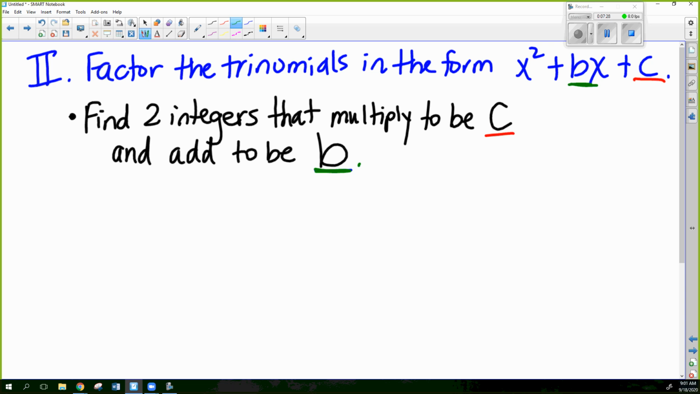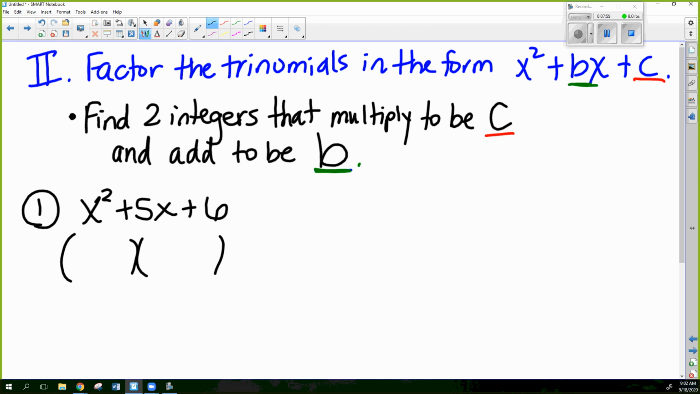Maybe you need to see an example to know what I'm talking about. All right, so here's an example. Here's a trinomial. Right now, we're not worried about ones with numbers in front, so I'm not even worried about looking for a GCF yet. I just want us to get back in the habit of how to unFOIL. All right, so you're going to start by putting your double parentheses.